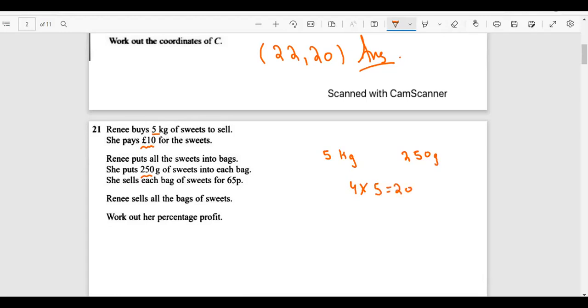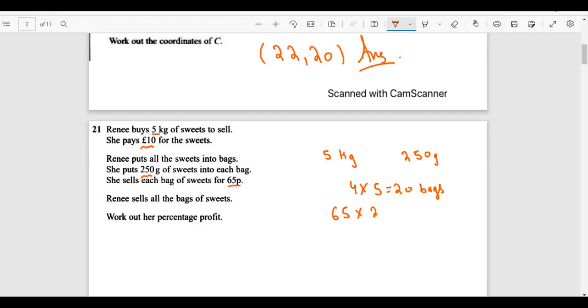20 bags? Don't you just do 65p times 20? Very good, which equals £13. Yes, that is correct. She is paid £13, and the cost was £10, so the percentage profit is 30%. Excellent. Very well done.